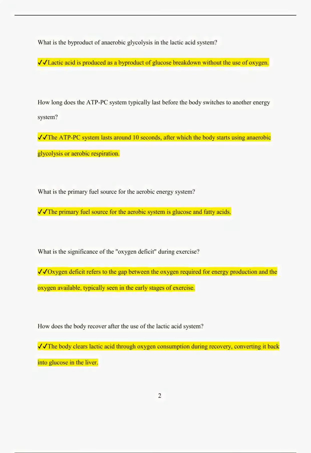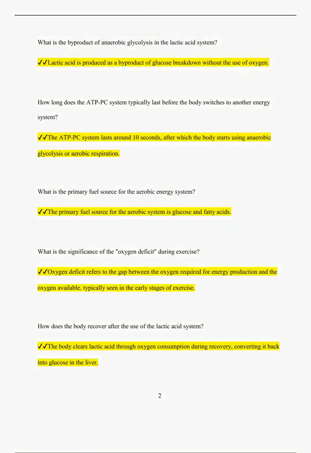How long does the ATP-PC system typically last before the body switches to another energy system? The ATP-PC system lasts around 10 seconds, after which the body starts using anaerobic glycolysis or aerobic respiration.